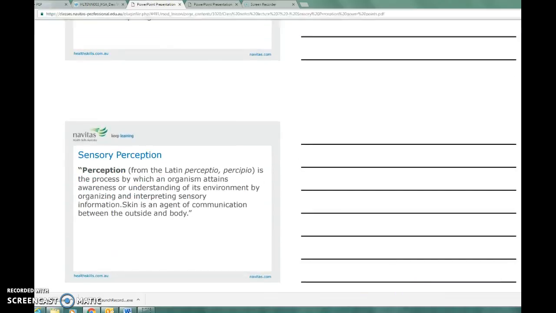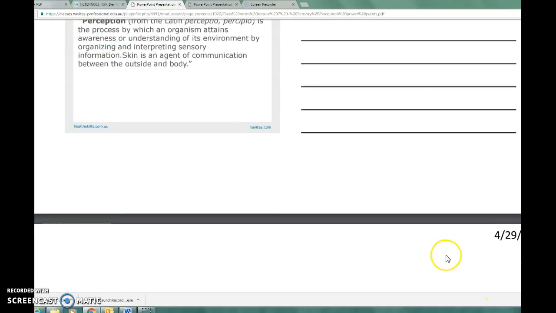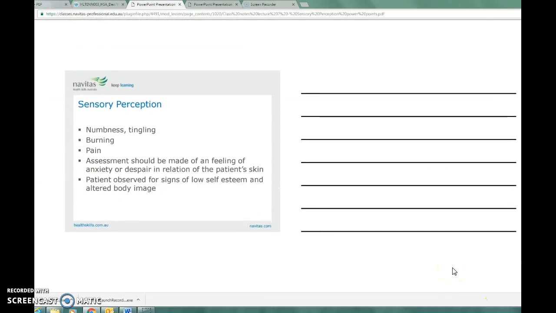Sensory perception, from the Latin percepto, is the process by which an organism attains awareness or understanding of its environment by organising and interpreting sensory information. Skin is an agent of communication between the outside and the body. Numbness, tingling.